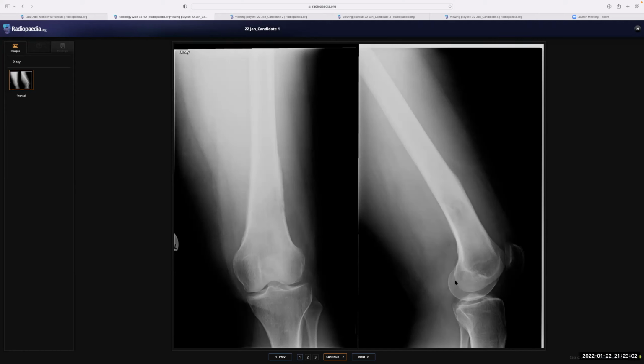Okay, so what would you recommend next? So to take this further, I need an MRI of the knee to include the whole femur, including both joints above and below. Okay.